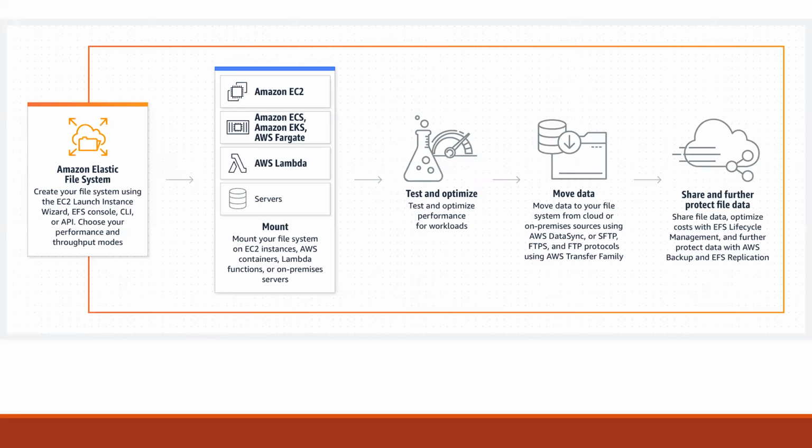Now this is the whole working. You can create your file system using the EC2 launch instance wizard, or using the console, CLI, or the API. Then we can mount our file system on the EC2 instance, on a container, a Lambda function, or any on-premise servers. Later on, we can test and optimize our workloads, then move the data.